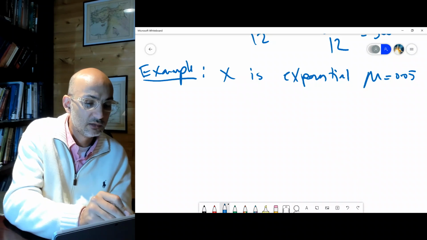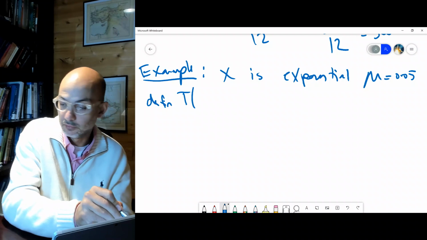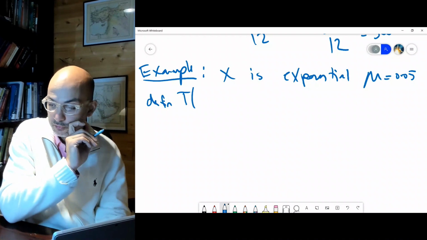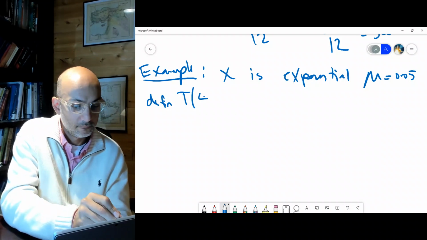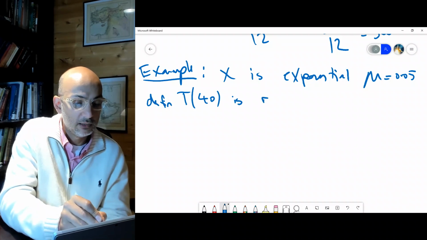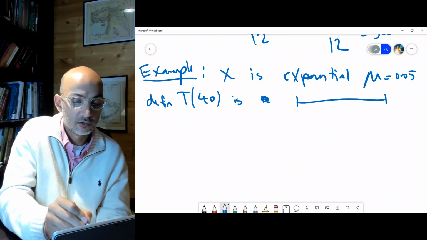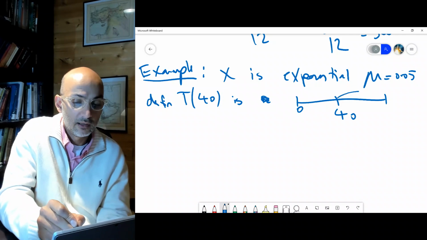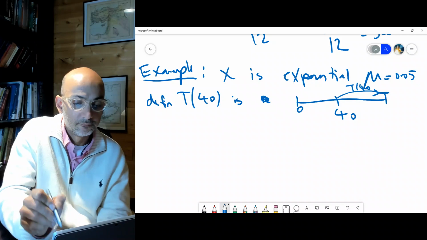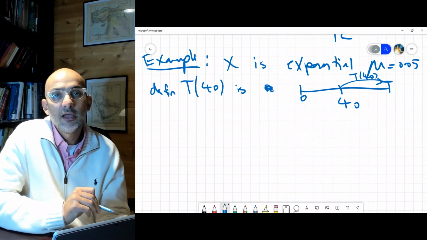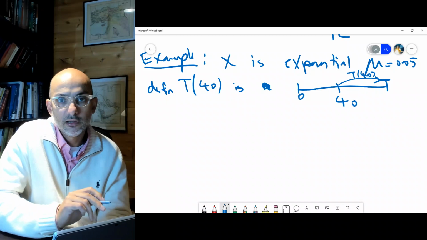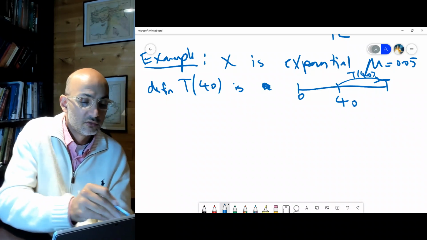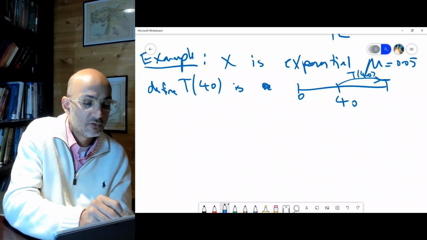Let's define T of, maybe we can take T of 40. Well, let me draw it. It's here, 0, 40, and this is T of 40. So the remaining lifetime for an individual who already reached 40 is T40. So if we define T40 this way, let's find one.